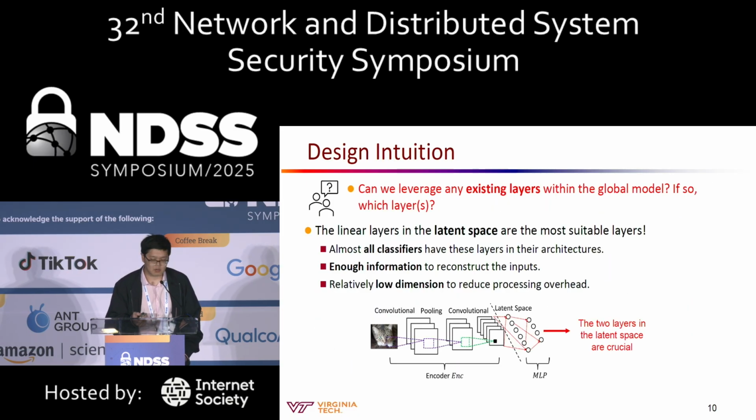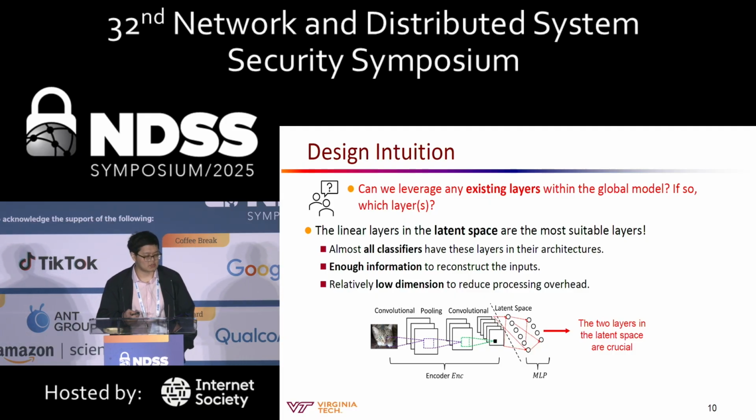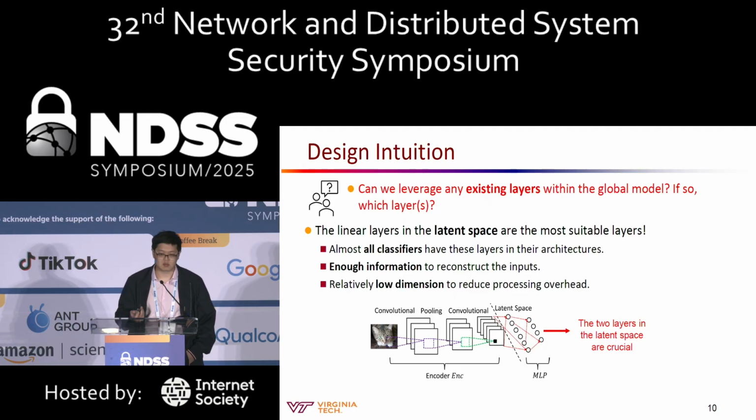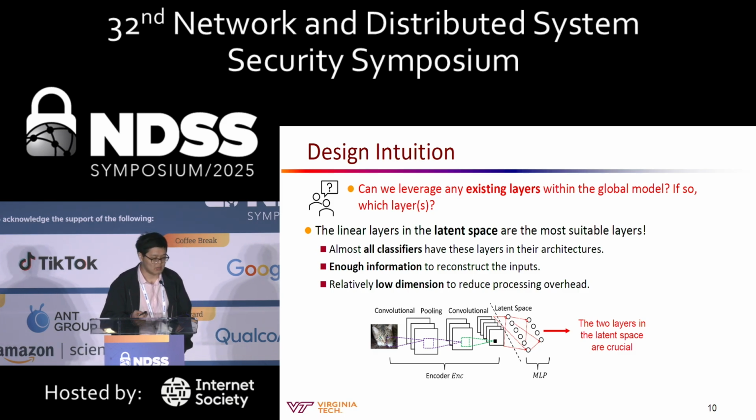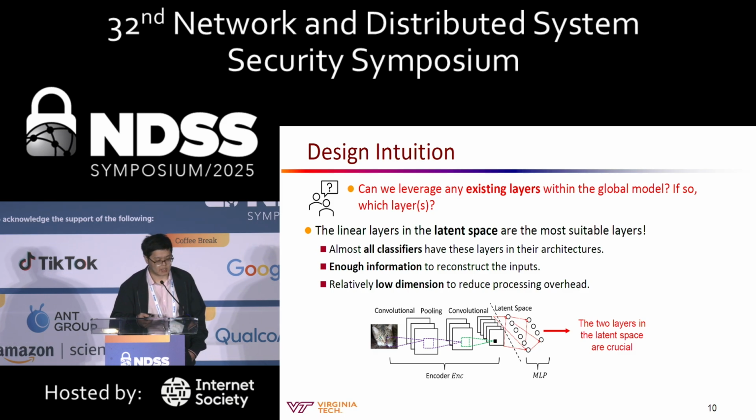This seems to be quite a complex task. So how can we achieve this? Let me provide some intuition. As long as you add an additional module, it's too obvious. So can you leverage any existing layers within the model? And the answer, of course, is yes. We are going to leverage the linear layers in the latent space to help us. Almost all classifiers have this architecture, and in the latent space you have enough information, and you also have lower dimensions that help you reduce the overhead.